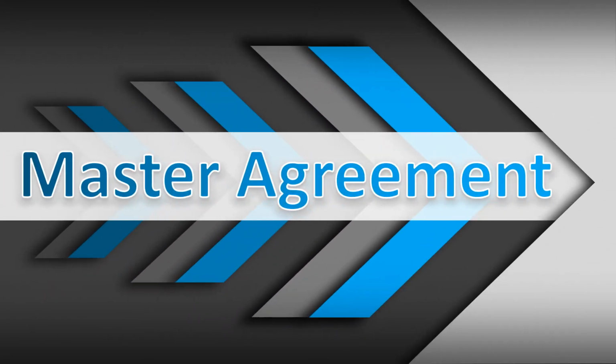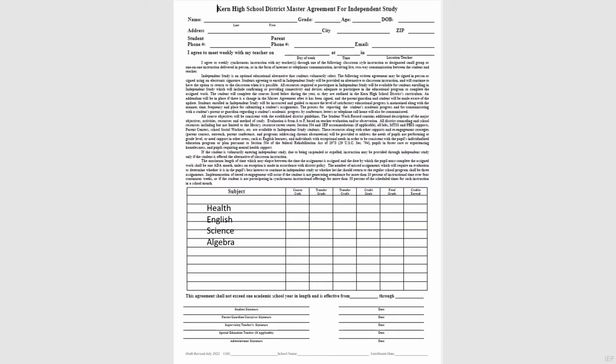The master agreement is a document that needs to be signed by the parent and the student, allowing us to enroll the student in Kern Learn with probationary status. Let's take a closer look at the master agreement. The master agreement gets generated once the homeschool counselor submits a Kern Learn application. It is good for 1 year, not including summer.